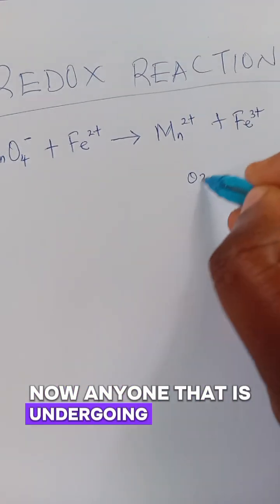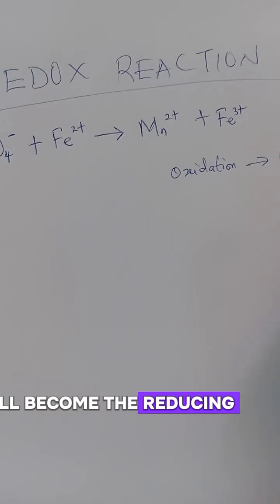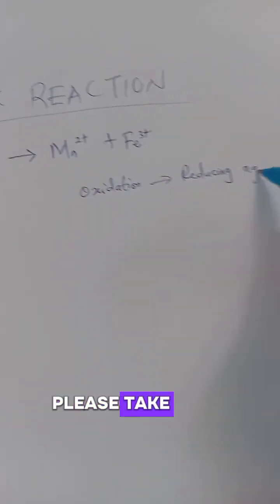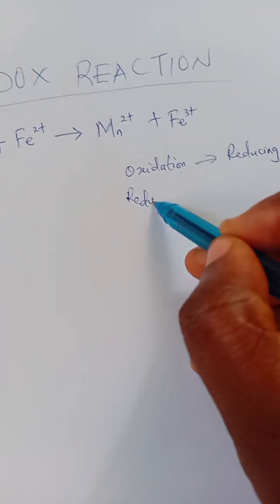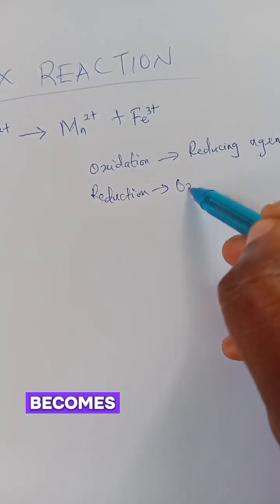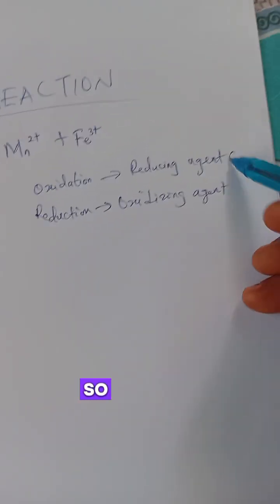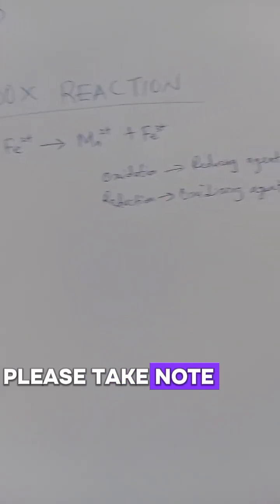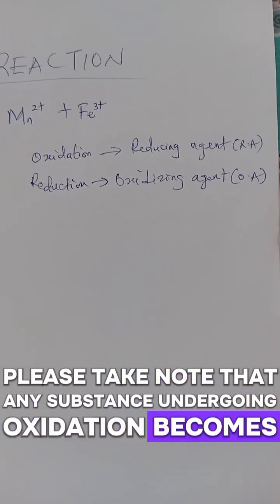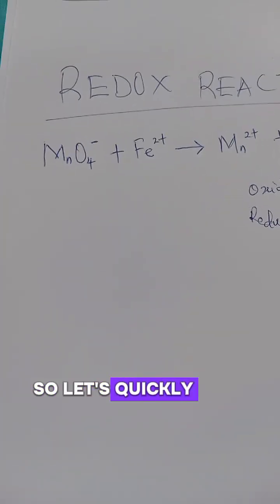Now, anyone that is undergoing oxidation will become the reducing agent. Please take note. Anyone undergoing oxidation becomes the reducing agent. Anyone that is undergoing reduction becomes the oxidizing agent. So we'll put it as RA and OA. So please take note that any substance undergoing oxidation becomes the reducing agent. Anyone undergoing reduction becomes the oxidizing agent. So let's quickly look at this.